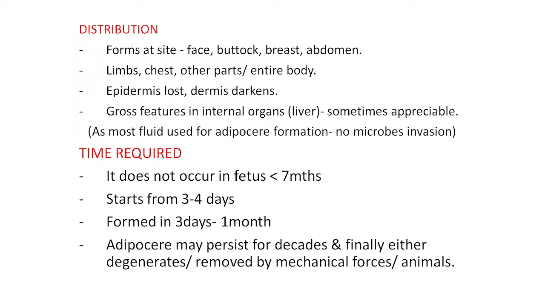Right. Then distribution of this adipocere. They say it forms at the sites where there is fatty tissue, like the face, buttock, breast, abdomen. So in these areas adipocere will be formed. Also at the limbs, chest, and the entire body may be converted into adipocere. Here the epidermis will be lost and the dermis will be somewhat dark in color, right? And gross features of internal organs will be identifiable. So you will be able to identify this is liver, this is kidney, right?